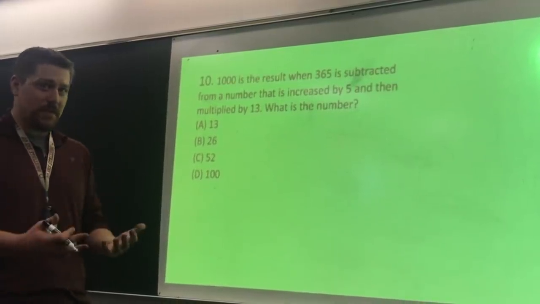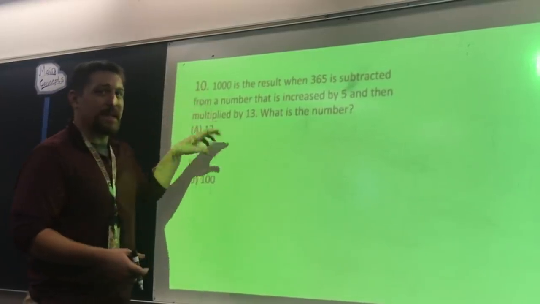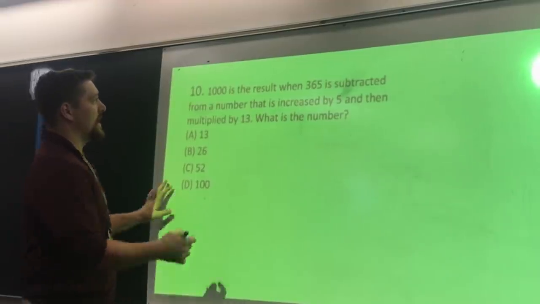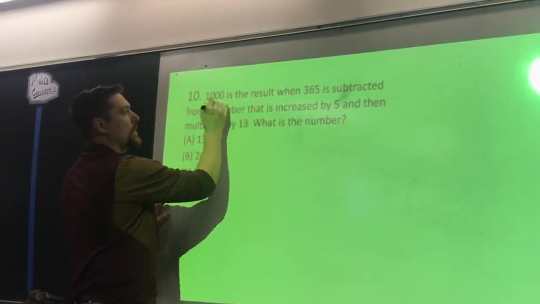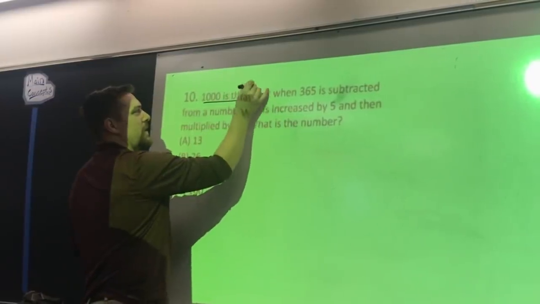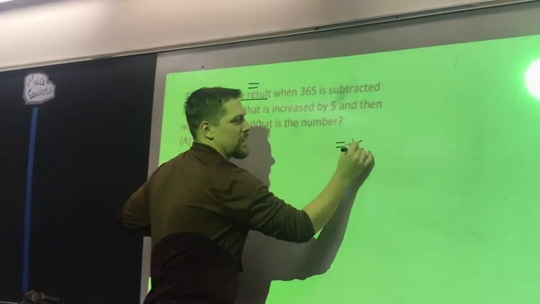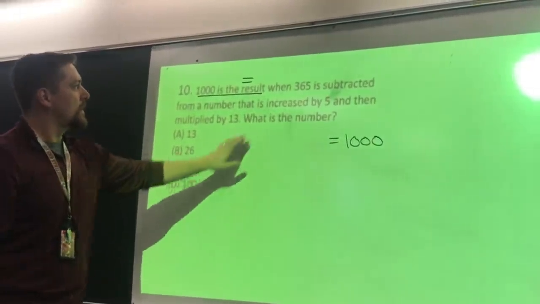So we have to get an equation based on the word problem here. And then once we get the equation, we have to solve for the variable that's missing. So let's tackle this first part here. It says 1,000 is the result. Well, 1,000 is the result, that implies an equal sign. So my equation equals 1,000 because that is the result. That's my answer.